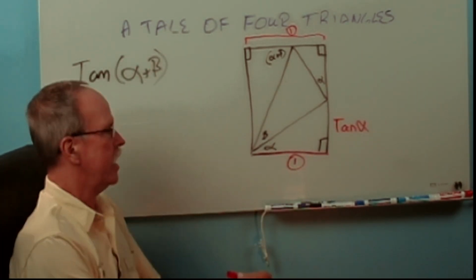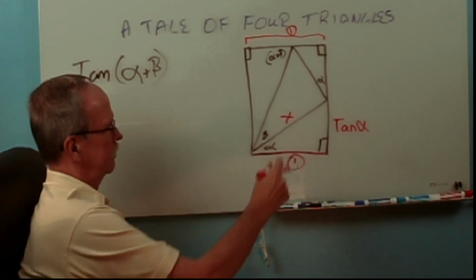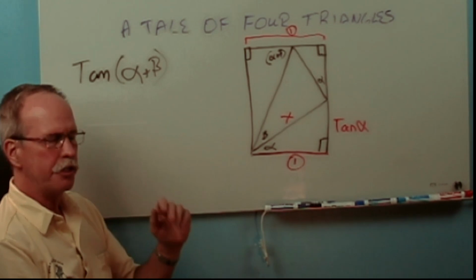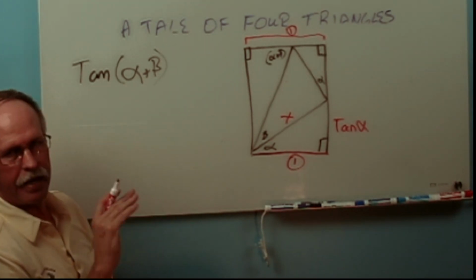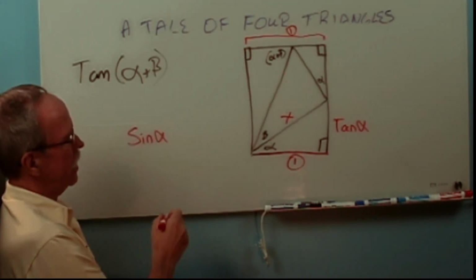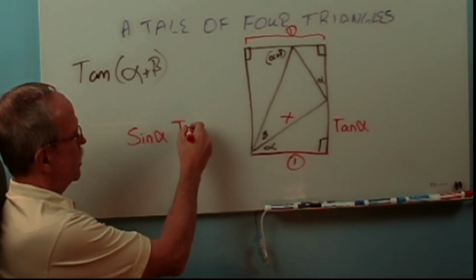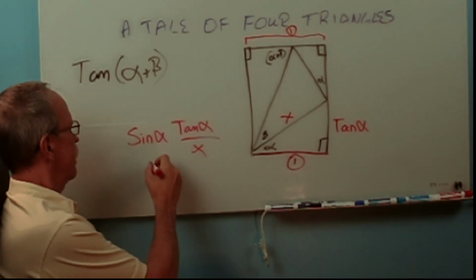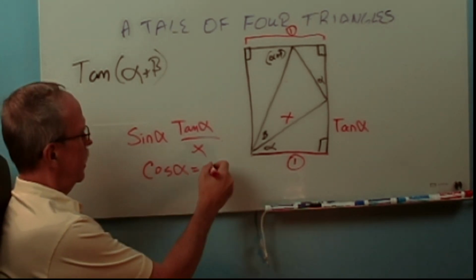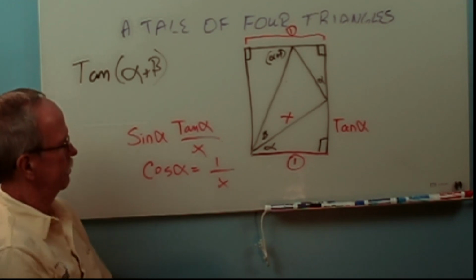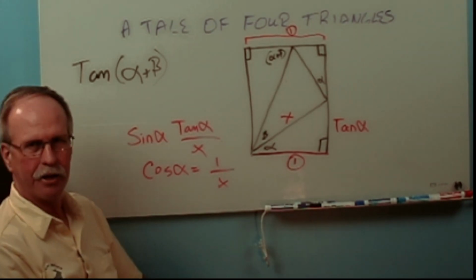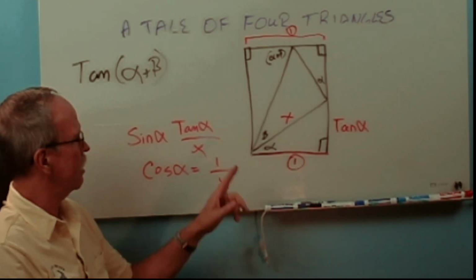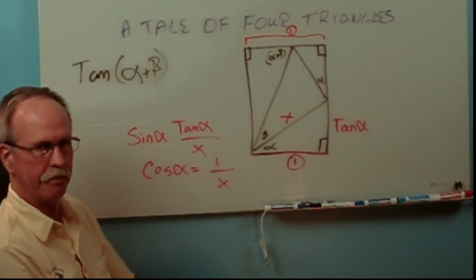Let's go to our next side. How about that one right there? What does the hypotenuse equal? So now we have 2 choices. If we want to find x, we can say the sine of alpha equals tangent alpha over x, or we can say the cosine of alpha equals 1 over x. Being a little lazy, I think that looks a little easier to solve, but I'll keep the other one in the back of my mind.